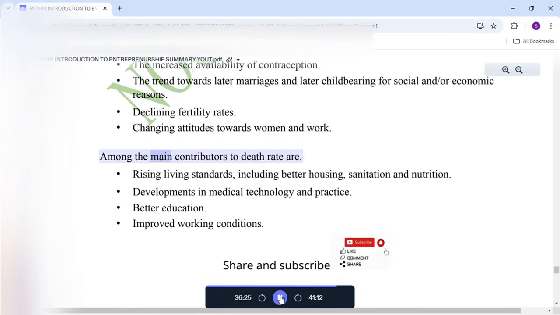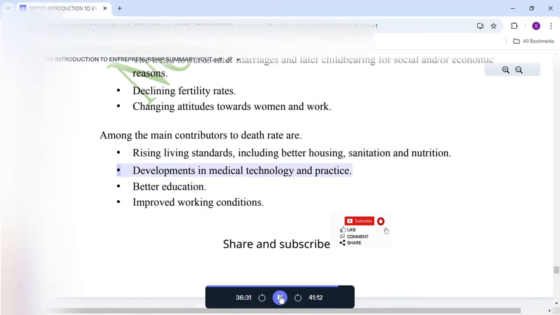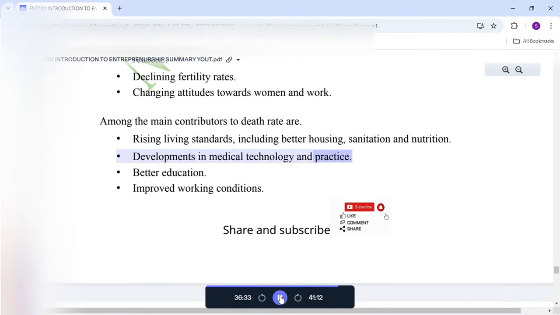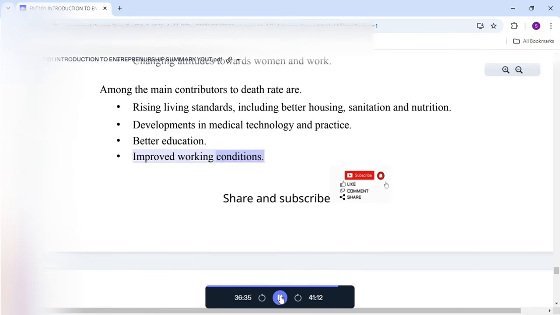Among the main contributors to the death rate are rising living standards, including better housing, sanitation, and nutrition. Developments in medical technology and practice. Better education. Improved working conditions.